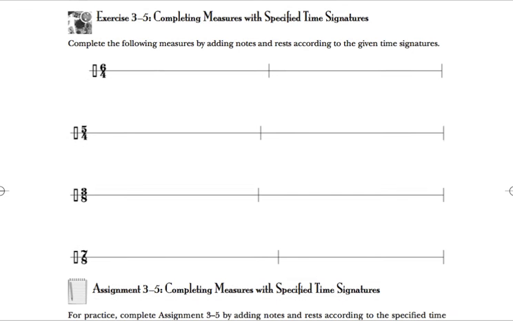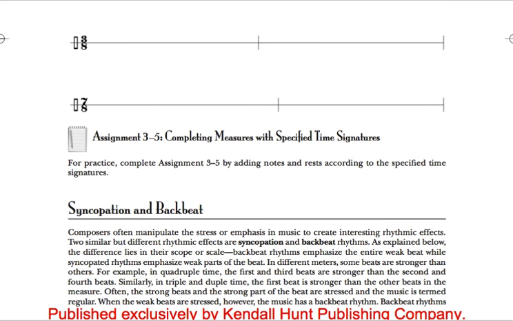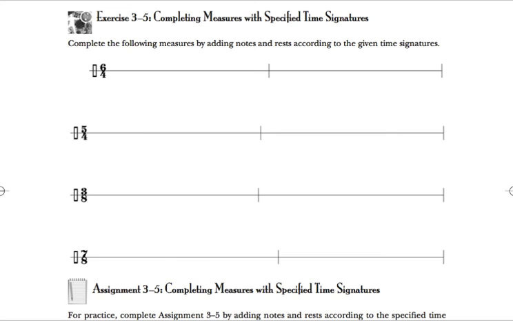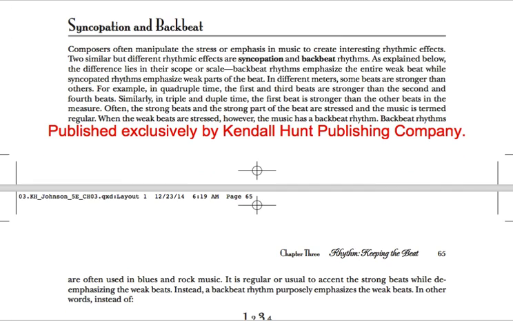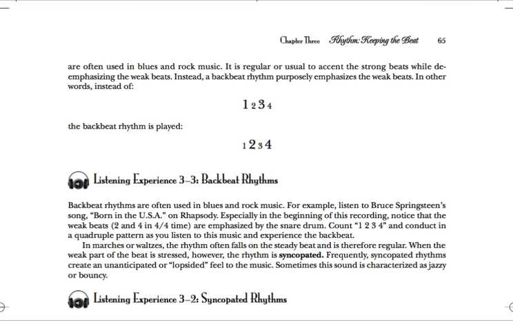We have ways that we can complete different measures and different time signatures. In the next part of our chapter, we discuss 2 important concepts that are often confused. These are syncopation and backbeat. Syncopated rhythms accent the weak part of the beat, while backbeat rhythms accentuate the weak beats. It's a little clearer if I show you the examples here.